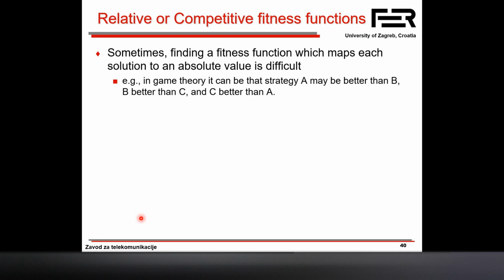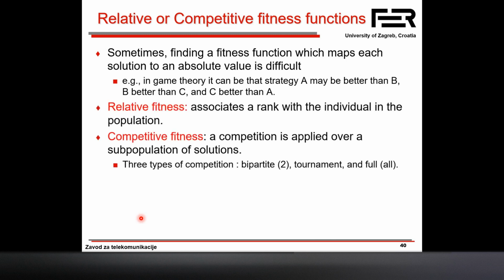So one thing is that in certain cases we don't need to know the actual absolute value of a certain fitness function. It's enough to know some kind of relative value. For example, such cases arise when we look at game theory, where, let's say, strategy A is better than B, B is better than C, C is better than A. So actually, there are two alternatives when we look at solving these kinds of problems, either using a relative or competitive fitness. So relative, we associate a certain rank with an individual, let's say in a population of solutions. So we can simply rank the solutions. We're not looking at absolute values.